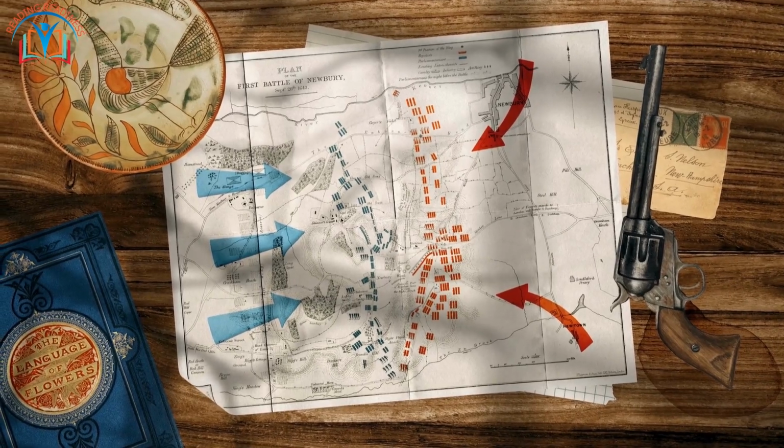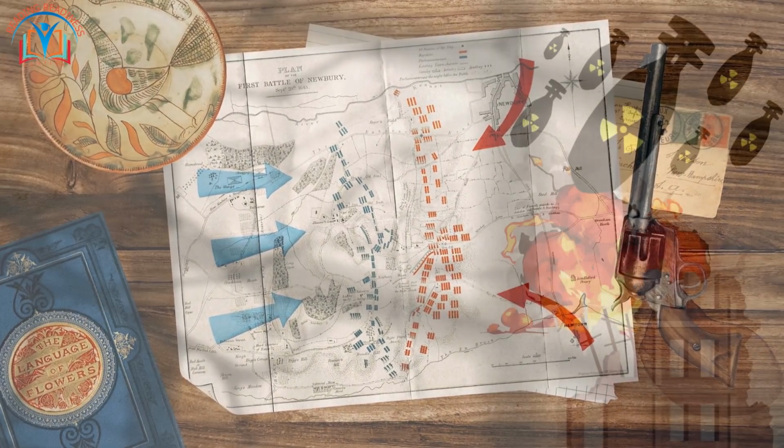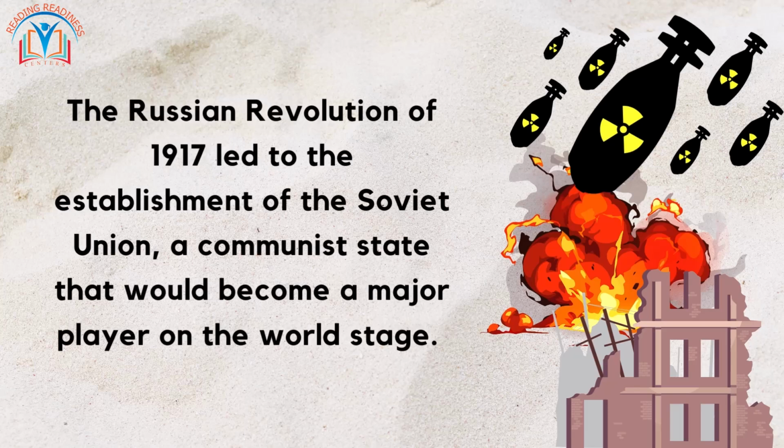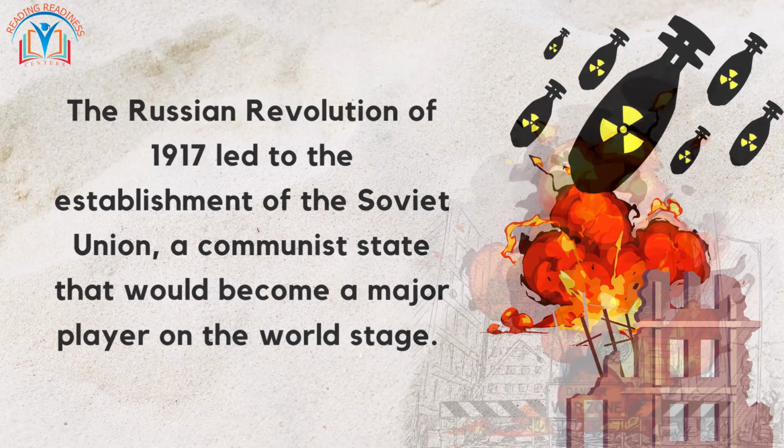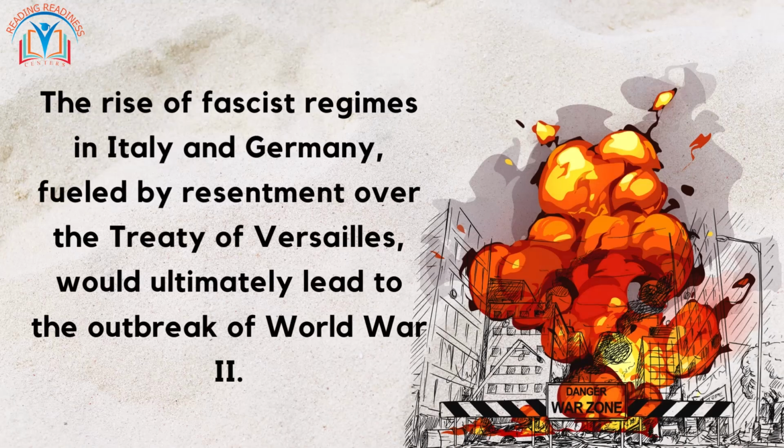Politically, the war had a profound impact. The Russian Revolution of 1917 led to the establishment of the Soviet Union, a communist state that would become a major player on the world stage. The rise of fascist regimes in Italy and Germany, fueled by resentment over the Treaty of Versailles, would ultimately lead to the outbreak of World War II.